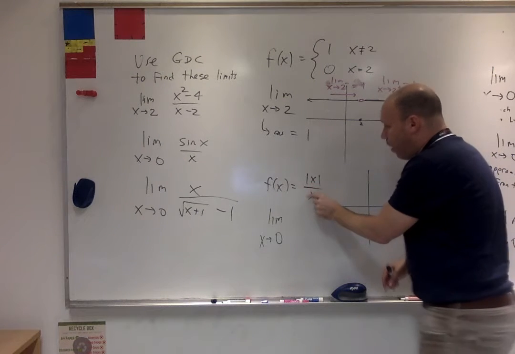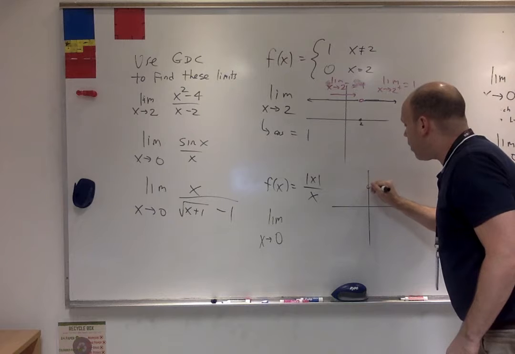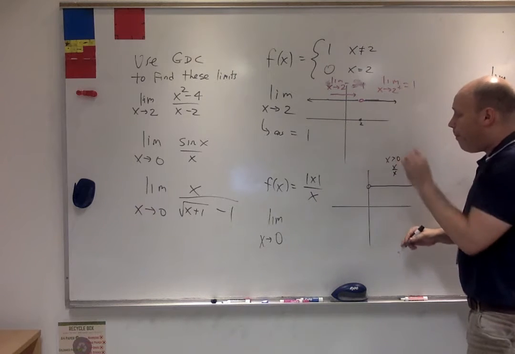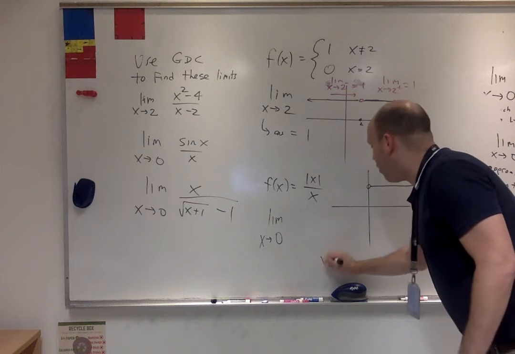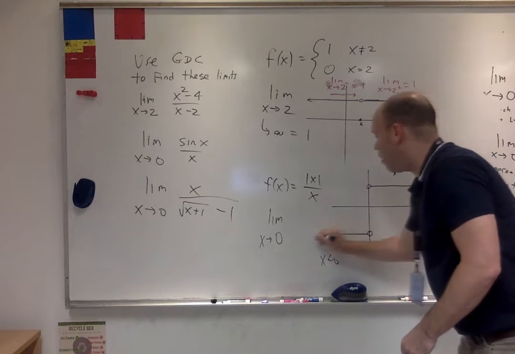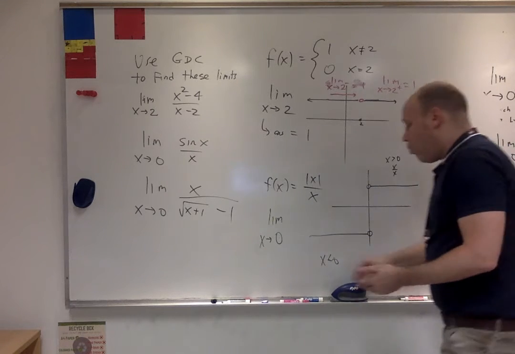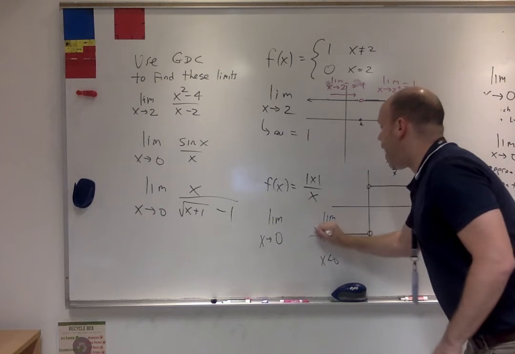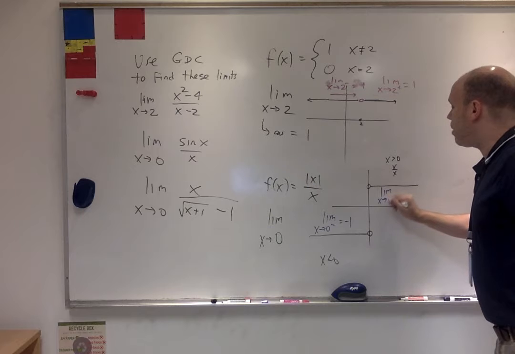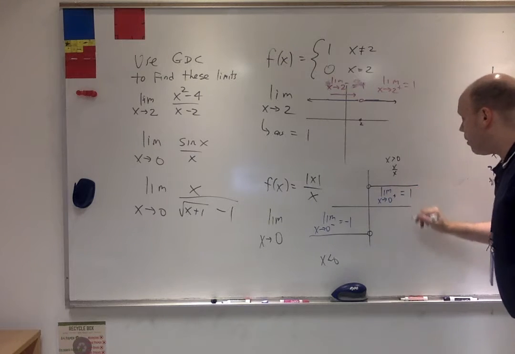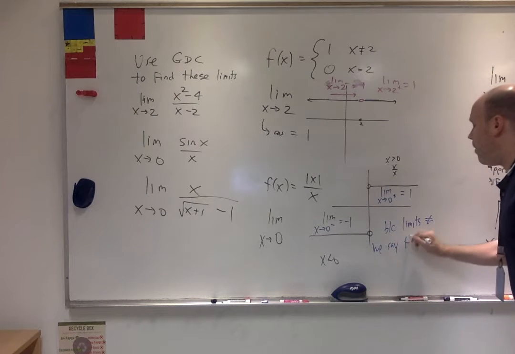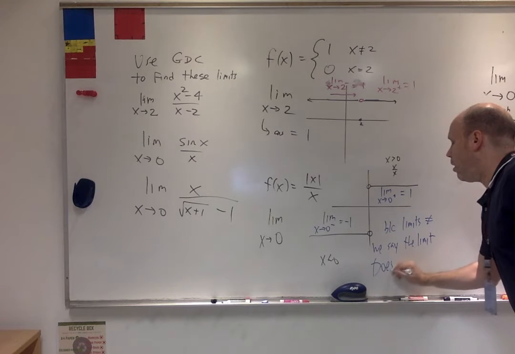If x is positive, I have x over x, so this is 1. Once again, if x is greater than 0, I have x over x, and therefore it's 1. But if x is less than 0, I have positive x over negative x, which equals negative 1. So the limit as x approaches 0 from the left is equal to negative 1, and the limit as x approaches 0 from the right side is positive 1. Because the limits are not equal, we say the limit does not exist.